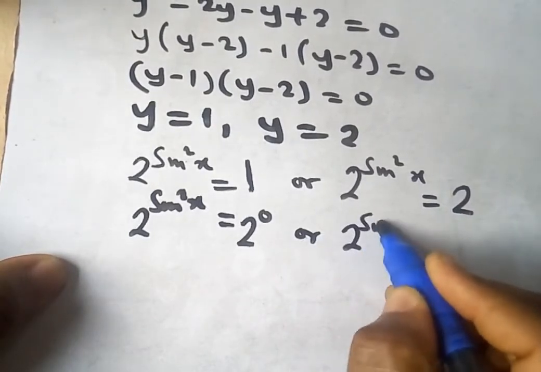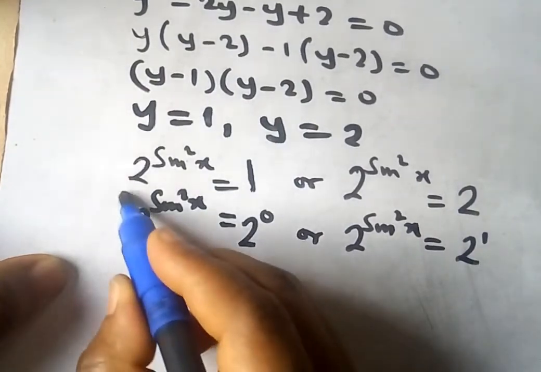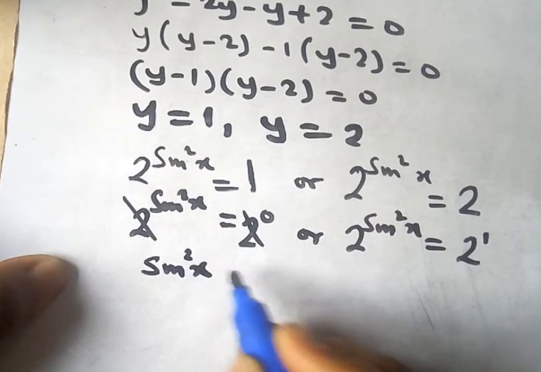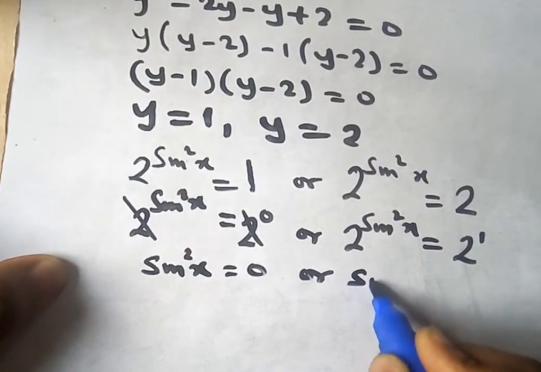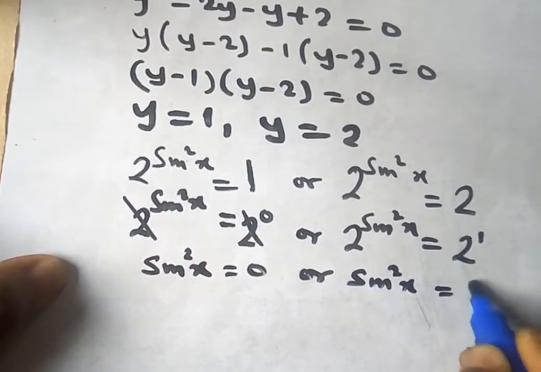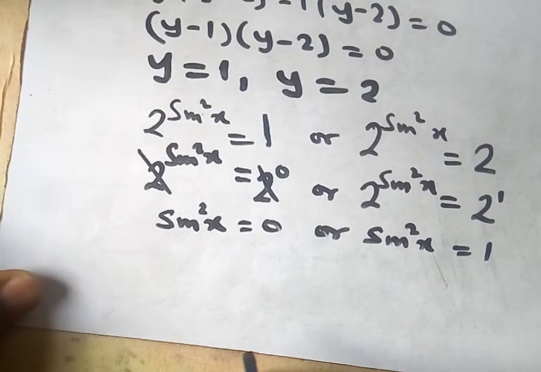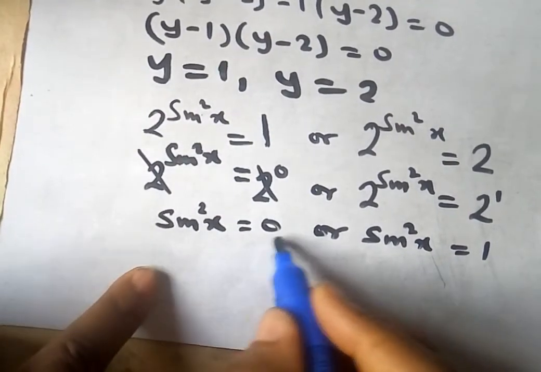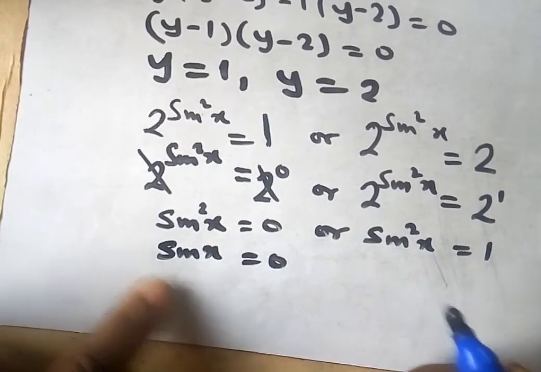or 2 raised to power sine square x, which is the same thing as 2 raised to the power of 1. Now these two, we cancel these two. It means that sine square x is equal to 0, or sine square x is equal to 1. Now gradually we are coming to the end of the solution. By the time we take the square root of 0, we still have 0. So sine x is equal to 0.